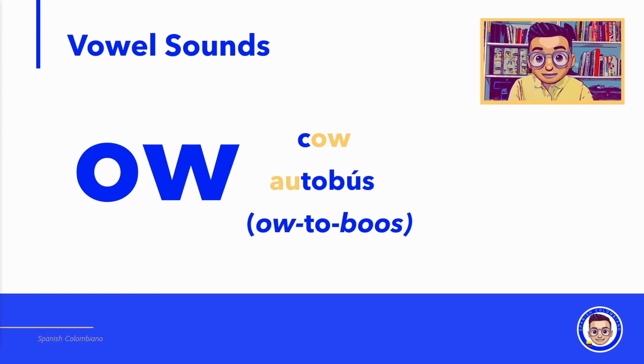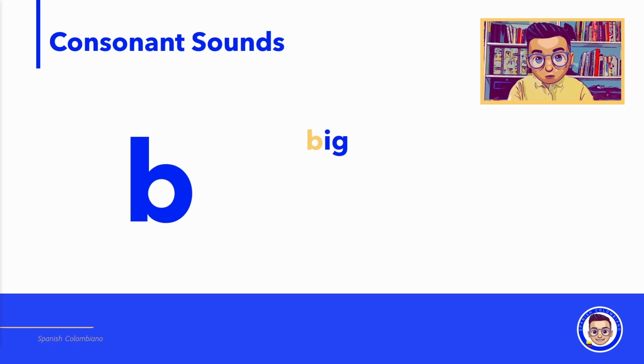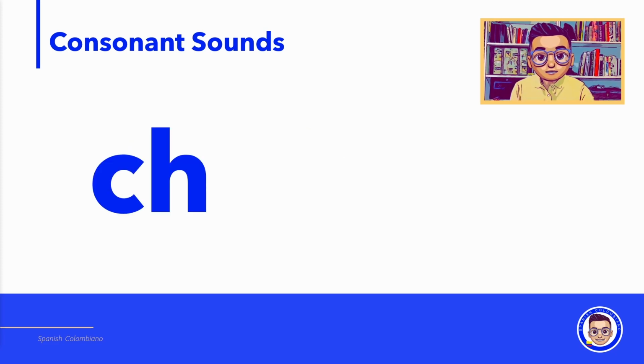Now let's see the consonant sounds. The first consonant sound is B. You can find this sound in words in English like big and words in Spanish like barco. It's the same sound, big, barco. The next one is ch.